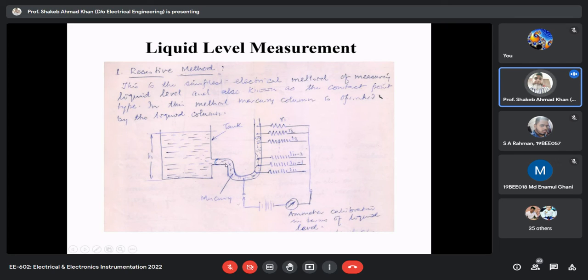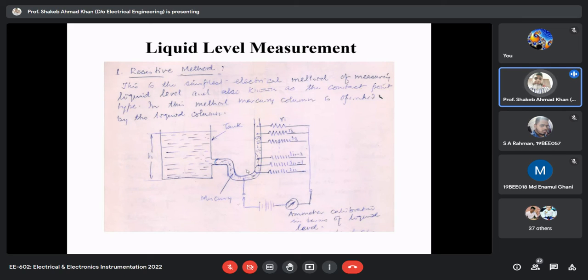As the liquid level increases, obviously the mercury level will increase in this tube. So more and more resistances, which are connected in parallel, will get connected in the circuit, and obviously your resistance will decrease as more and more resistances come in parallel. So for the same input your current will increase. As the liquid level increases, your current will increase, and then you can calibrate this current in terms of the liquid level. This is how the resistive method is used.